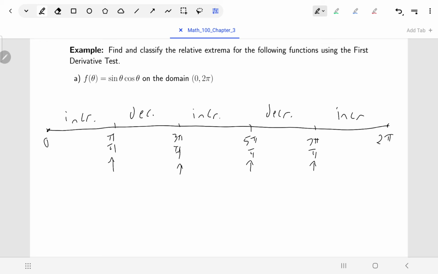And then depending on what's happening for increasing or decreasing on either side, we can classify each of those critical numbers as being the location of a minimum or a maximum. So if we're thinking first about theta equals pi over 4, our graph is going from increasing to decreasing, which means that there should be a relative max at pi over 4. At 3 pi over 4, we were decreasing before it, then we're increasing after it. That means at 3 pi over 4, that should be a relative minimum.